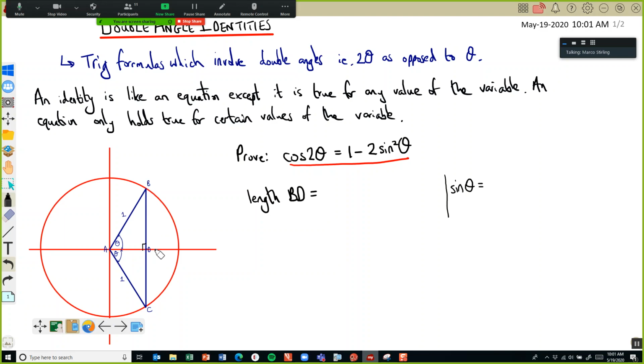So I've got a B up at the top, a D here. So BD over BA, and what's BA equal to? 1. Okay, so BD is equal to just sine theta. Is that okay with everyone? Okay.